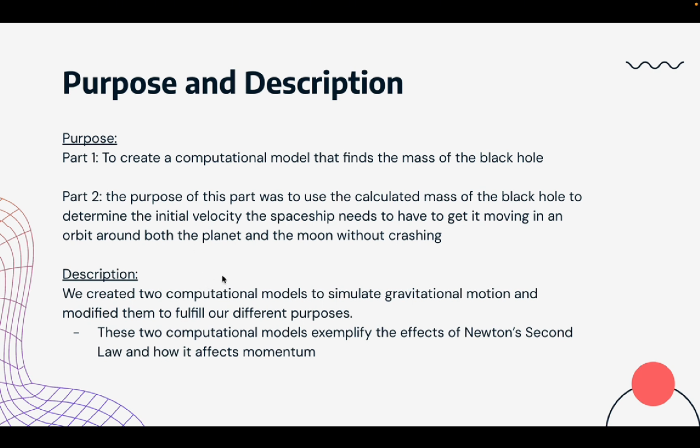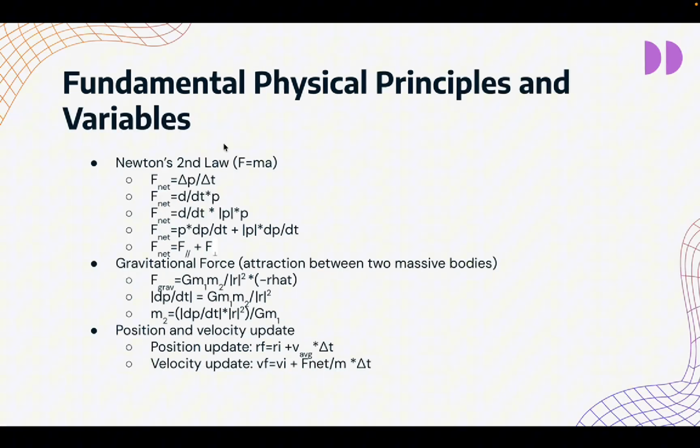We created 2 computational models to simulate gravitational motion and modified them to fulfill our different purposes said above, and these exemplify the effects of Newton's second law and how it affects momentum. So that leads us into fundamental physics principles and variables. So we got Newton's second law, force equals mass times acceleration. We got the net force is the change in momentum over change in time, and you can manipulate that in other ways. And it's very important to know that F net equals F parallel plus F perp.